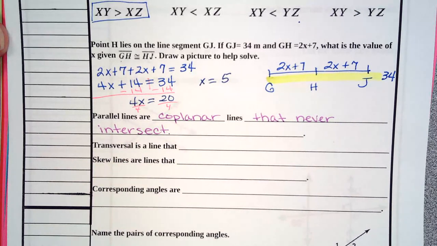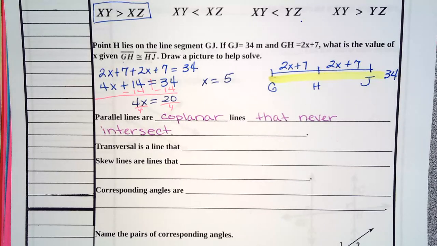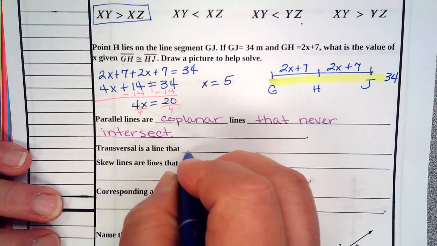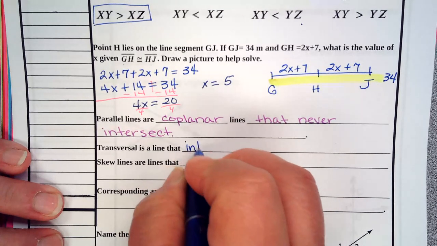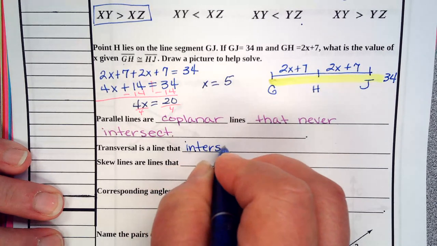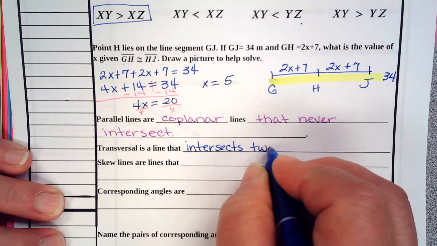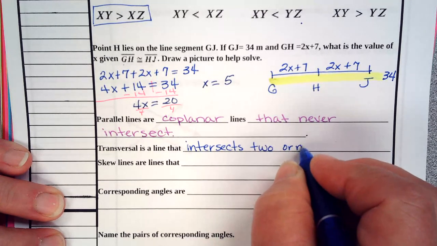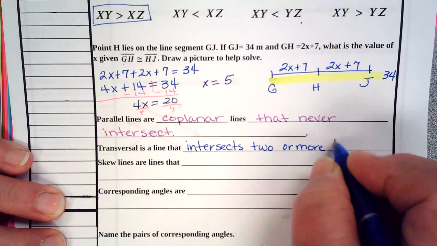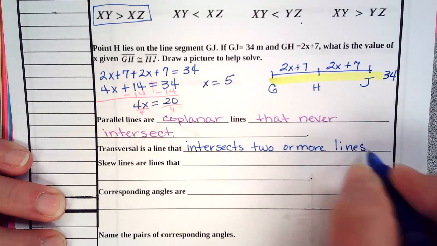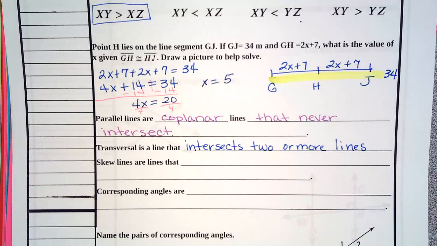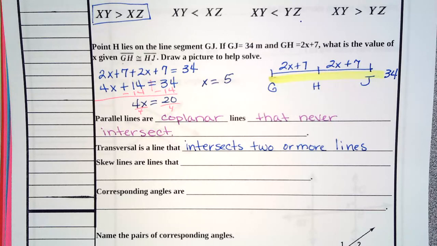Transversal. What is a transversal? A transversal is a line that intersects two or more lines. As you notice, we don't say parallel lines, because they don't have to be parallel for it to be a transversal. They just have to intersect.